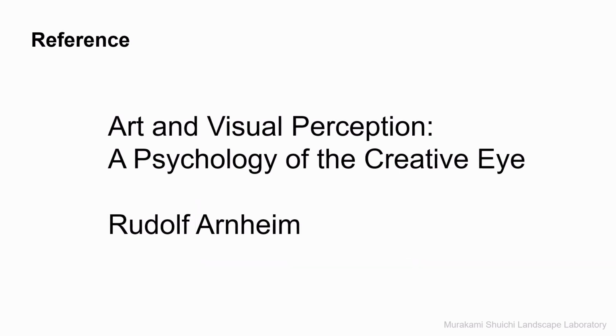To deepen your understanding further, I recommend reading the following book, Rudolf Arnheim's Art and Visual Perception: A Psychology of the Creative Eye. In this book, you can explore in greater depth the psychological effects of visual elements, especially in relation to the concepts of dynamic form and balance that we studied here.